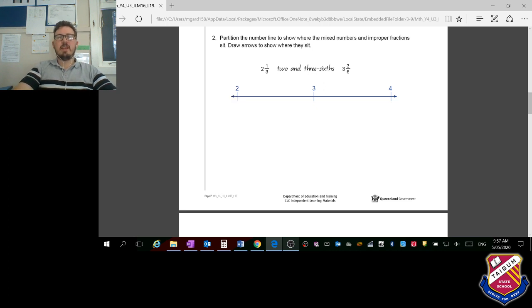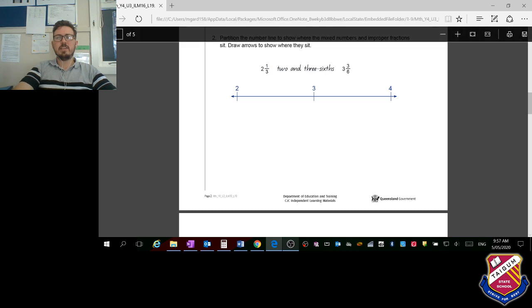Now once you've done that, you need to count along your number line from here to here, 3/6. Then you need to draw an arrow from 2 and 3/6 to the correct position. Off you go.